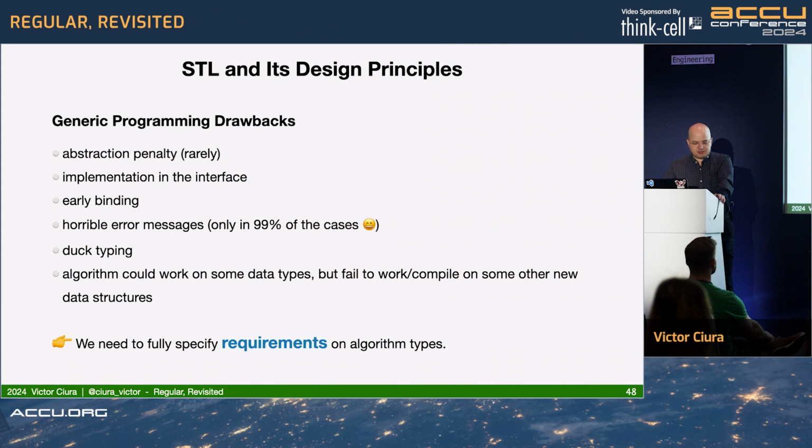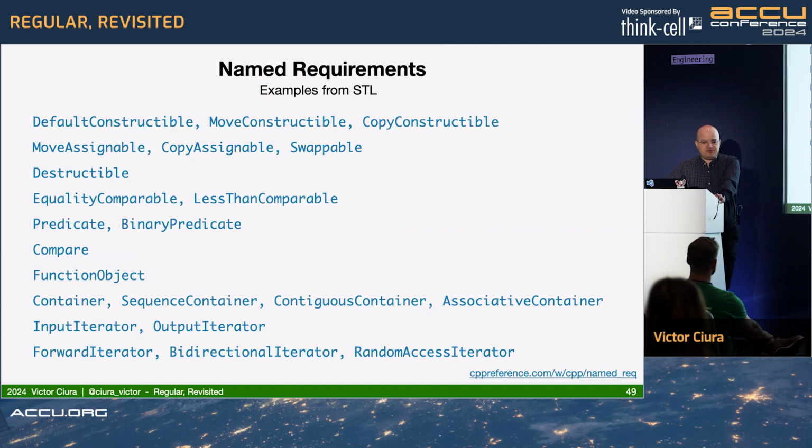Generic programming, as it started and even today in C++20, has some drawbacks. And the things that I care about in this context is about requirements on algorithm types. Traditionally, these have been agreed upon through documentation, through preconditions, so by specification. But there was no formal mechanism to actually enforce them and get any kind of good diagnostics out of using them. Some examples are on this slide.